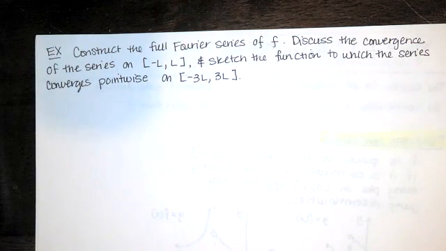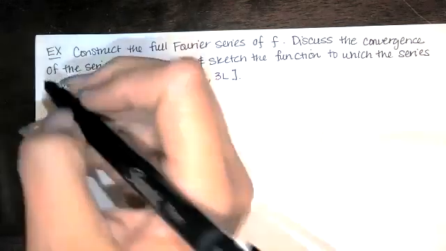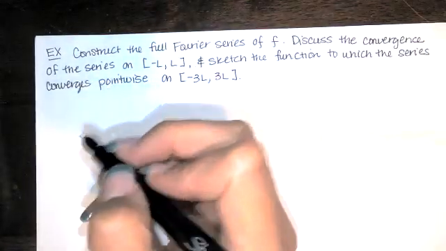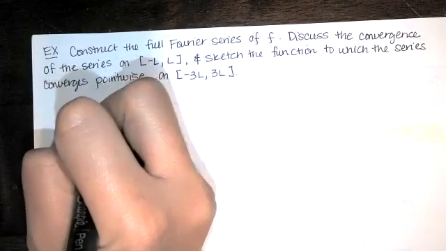with the average of the limit from the left and the limit from the right plotted for each jump discontinuity on the interval from -3L to +3L. So this is my function.